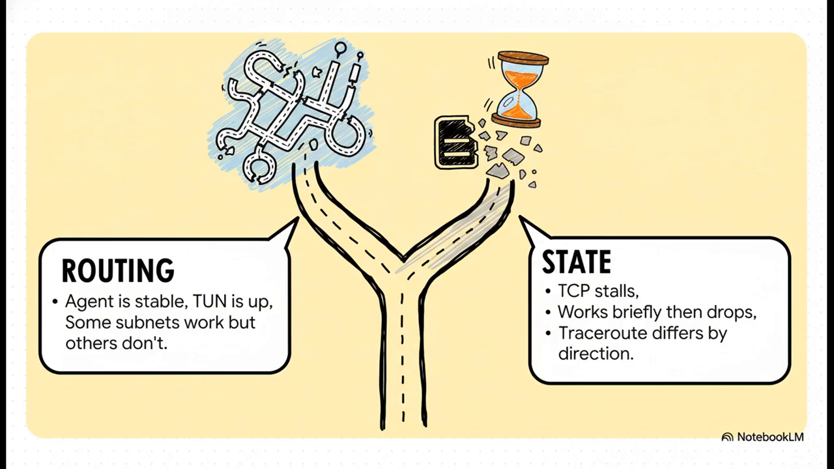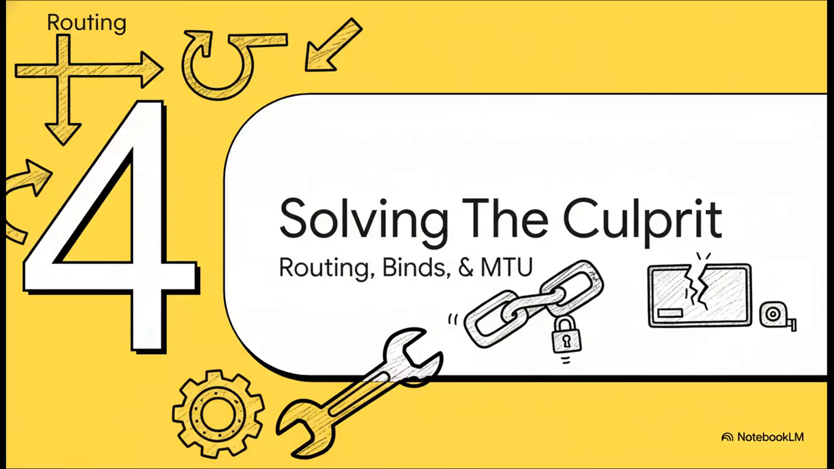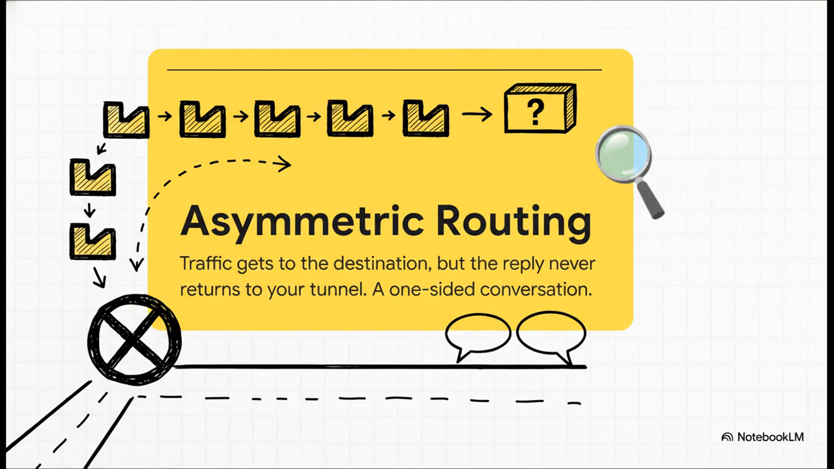Picking the right column here can save you hours of frustration. All right, you've got a solid diagnosis. Now, let's roll up our sleeves and talk about the fixes for some of these really common, really tricky issues. First up, the all-time classic tunnel killer, asymmetric routing.